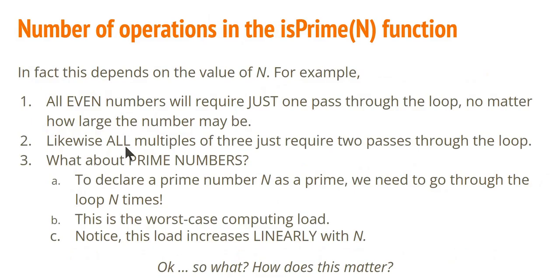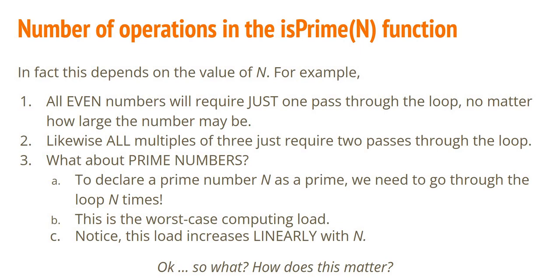Similarly, all multiples of 3 will require 2 passes through the loop for the exact same reason, because 2 is not a multiple. For example, odd numbers which are multiples of 3, say 21, I just run the loop 2 times. So not bad, right? But the question is, what happens with a prime number?